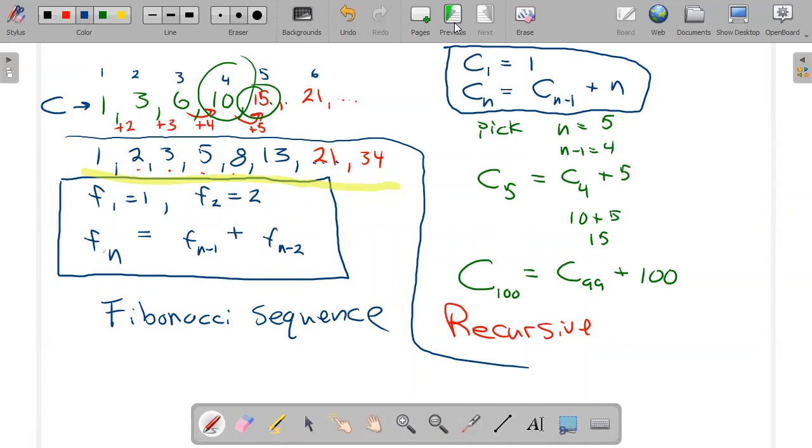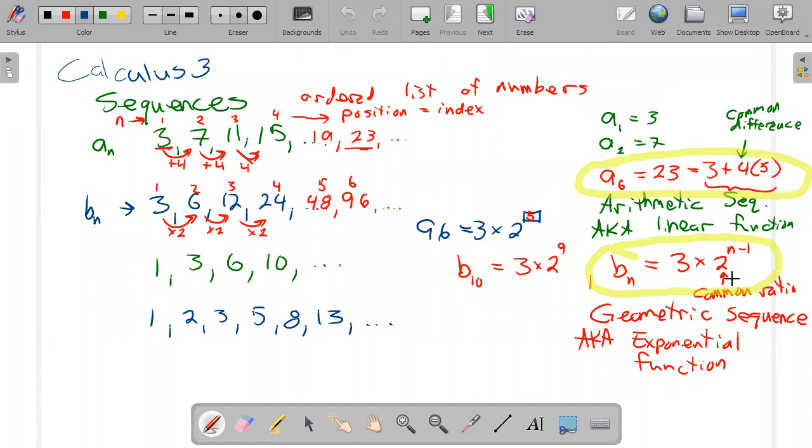These are recursive formulas. On the previous page, where we have this kind of instant gratification, we plug in 100 and boom, out pops the 100th number. This is called an explicit formula. Sometimes it's called a closed formula.